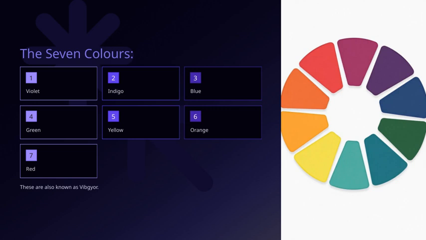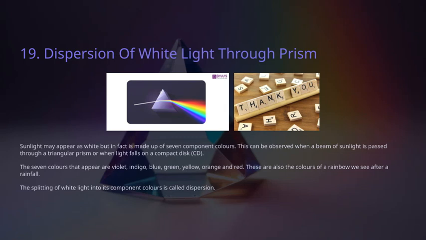Remember, understanding these colors helps us appreciate the natural beauty around us, and also plays a crucial role in various fields like optics, art, and communication. Let's talk about the dispersion of white light through a prism. You might think sunlight appears as just plain white, but in reality, it's made up of 7 different colors.